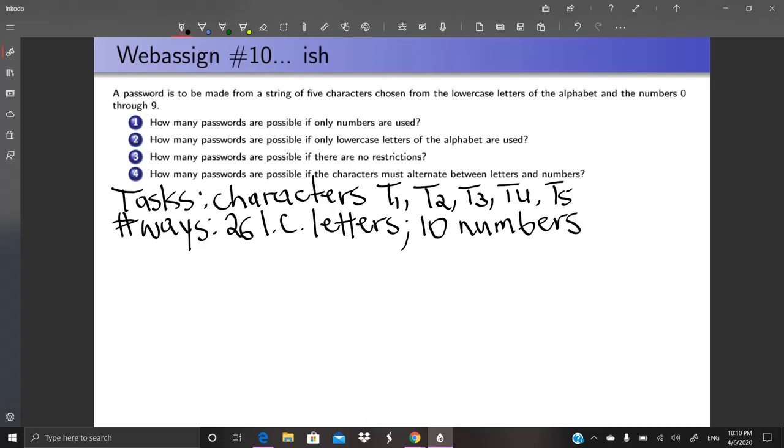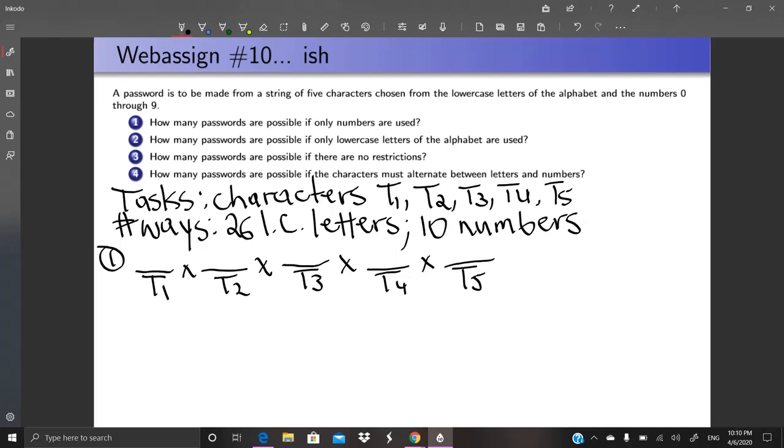So let's look at number 1. Number 1 says, how many passwords are possible if only numbers are used? Well, we note that there are 10 numbers. A way that I like to do this, which is how Brian also does it in his completed notes in 6.3, is to write down all the tasks: T1, T2, T3, T4, T5, and keep going this way for however many characters you have for your question.